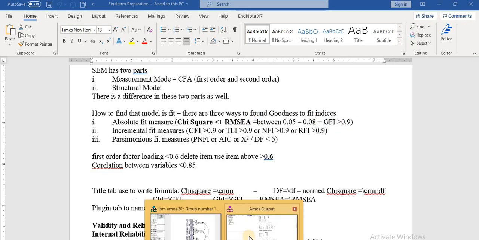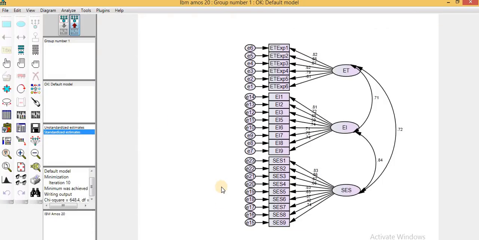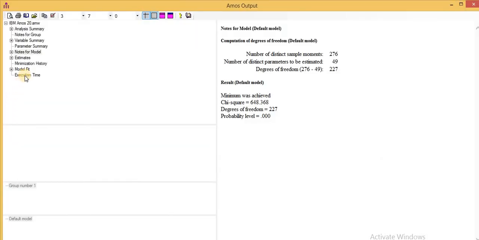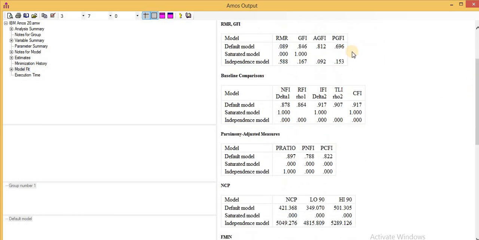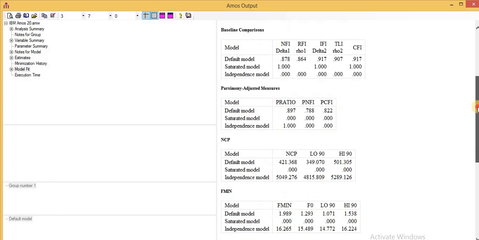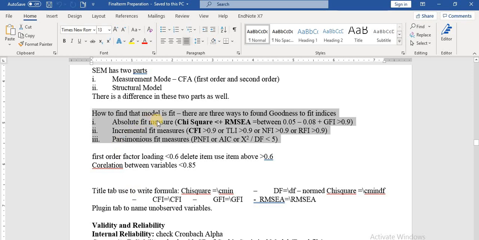So where are these values? You can see that in AMOS. When you have performed the results, you need to go to the view text button and model fit button. So these are the values of GFI and AGFI, and here the value of RMSEA. This is between 0.05 and 0.08, so the absolute fit measure is accepted.